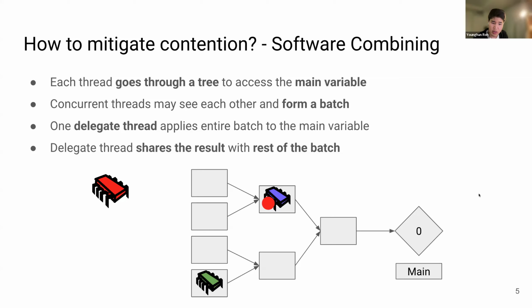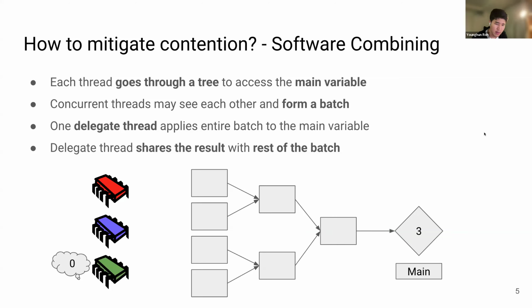As time goes by, the green thread comes along and also climbs up the tree. The order can be arbitrary, and the blue thread can see the green thread here, and then it can also delegate the red operation and the blue operation to the green thread, so that the green thread carries three operations, and it will apply them to the main variable all at the same time. So the green thread will do fetch&add on the main variable and get the result of 0 as a return value. But since the waiting threads didn't reach the main variable, they don't know their corresponding return values.